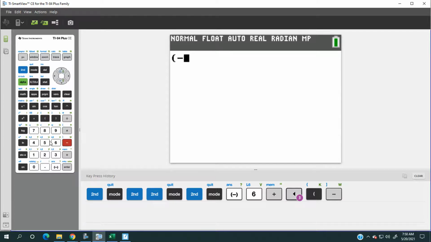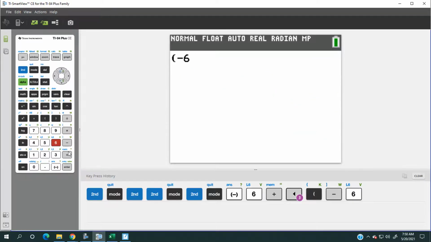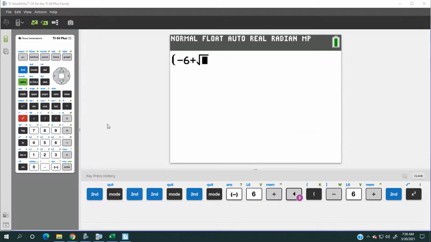Parentheses, negative 6. What is it again? Plus the square root of 132 plus the square. Where is the square root? Yep, square root, second x squared. Okay. Plus what? 132. Man, my memory is like gone. All right, let's see. Close it. Nope, should not have done that. All right.